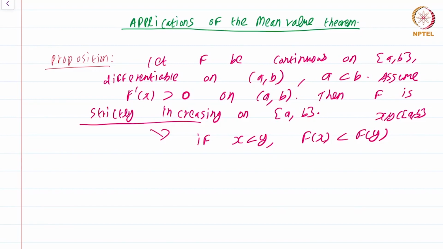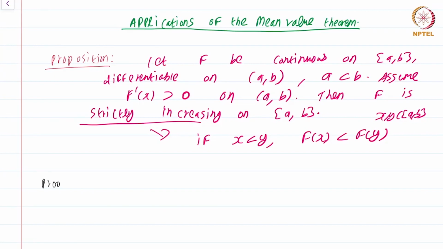Similarly, I leave it to you to formulate what is strictly decreasing, what is just increasing, and what is just decreasing. Just increasing and just decreasing will just have less than or equal to here. So let me just erase that less than or equal to so that there is no confusion.